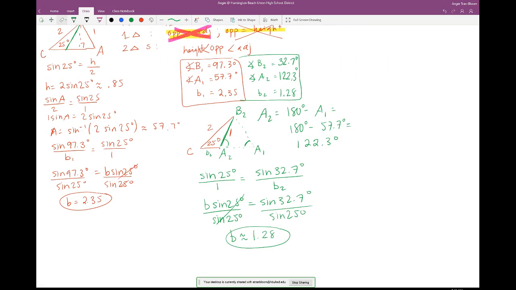Any questions on now how to find 2 triangles? All right, I'm going to come around and stamp your assignment. Go ahead and work on today's assignment.